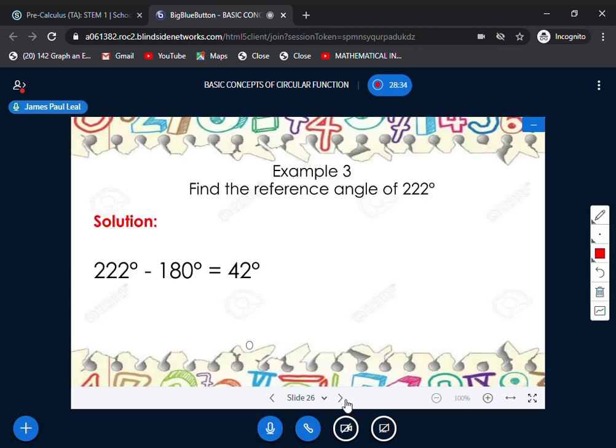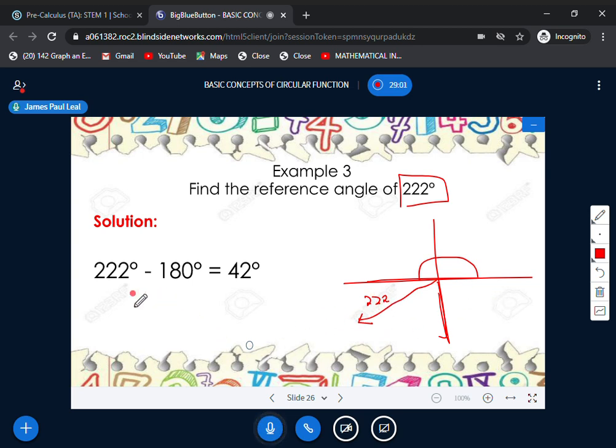Okay? Another example, say for example, 222 naman po. Okay, 222. So that lies on the third quadrant, isn't it? Because this is 180 and this is 270, right? So naglies po siya dito. Say for example, dito po. Okay, so this is 222. Say for example, up to here. Ayan po. So ito po siya. So all you have to do is you have to subtract. So 222 minus 180 degrees. Therefore, ang 42 degrees nyo po will serve as your reference angle. Okay? Are we clear on that?